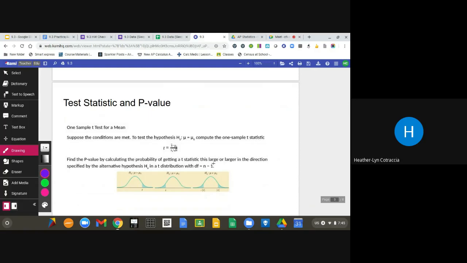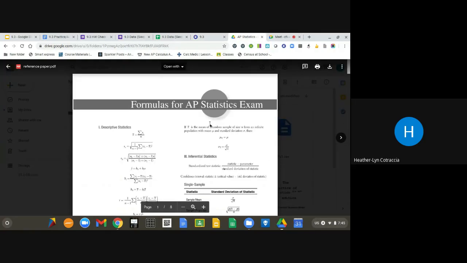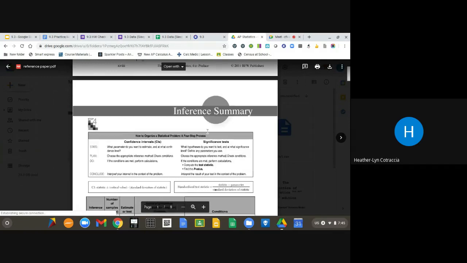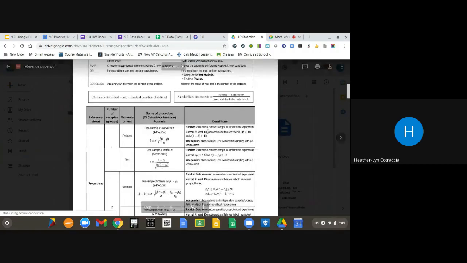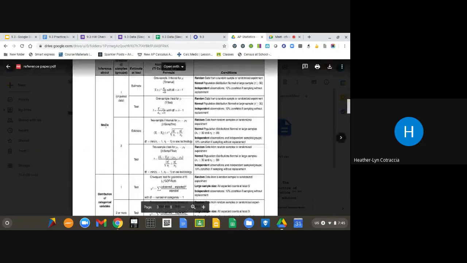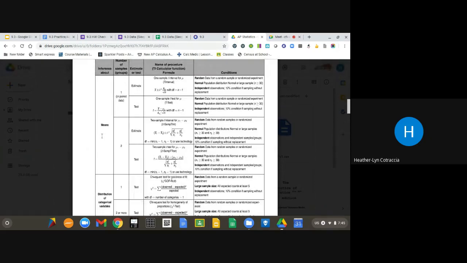Hold on. You're like, wait, she's already lost me. Go to your reference papers. Go to the second full page of the reference paper, and you can see it. There's a whole section on means. We are still working in one sample. Chapter 10 gets us into 2 samples, but for now we're still in 1 sample. So go to means, go to 1 sample. We are dealing with tests. Right here is those last 2 slides, right here summarized for you.